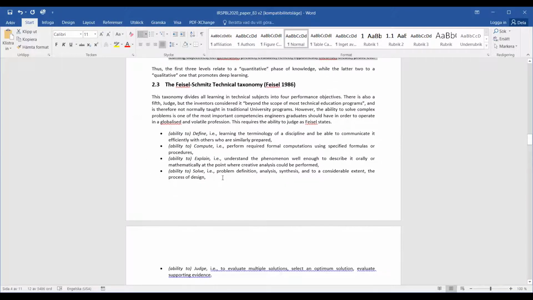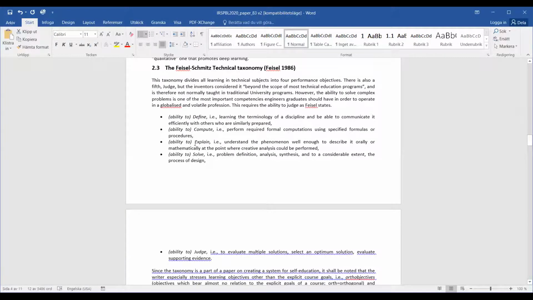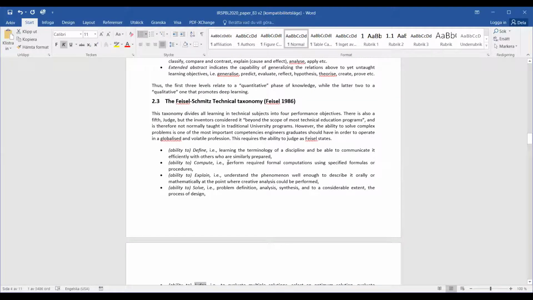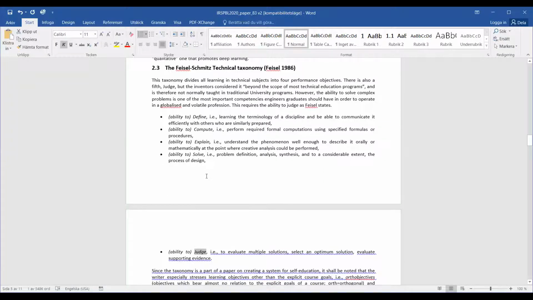And then you have the Feisel-Schmitz taxonomy. That's actually more intuitive to use because the first level is define. Then you have compute, explain, solve, and judge. It was easier for us as engineering teachers to use that. It was more obvious what the different levels actually related to.